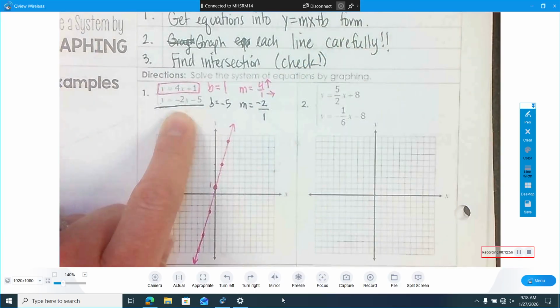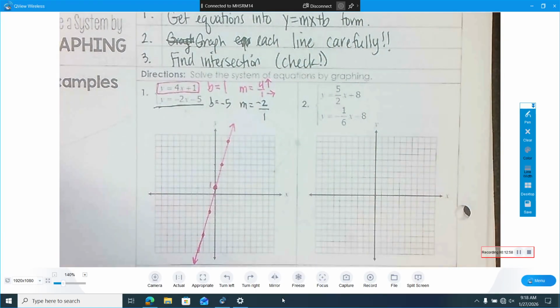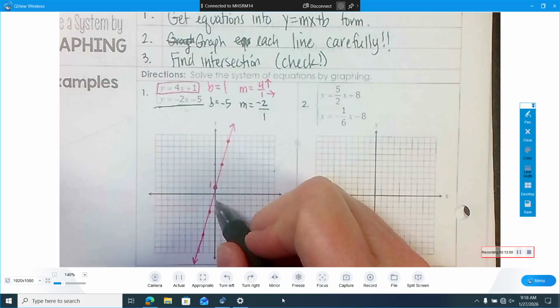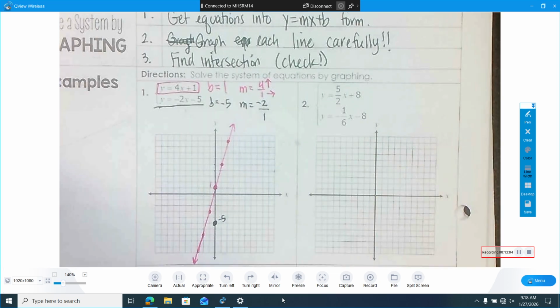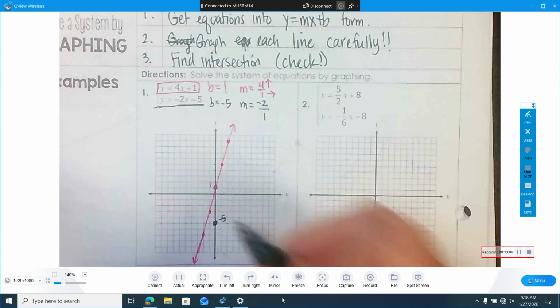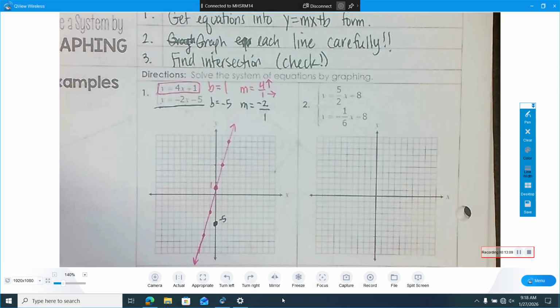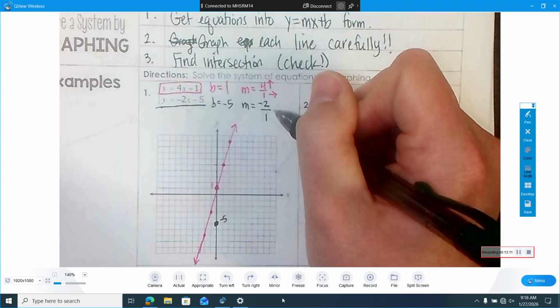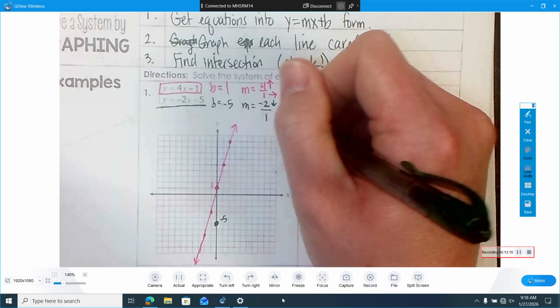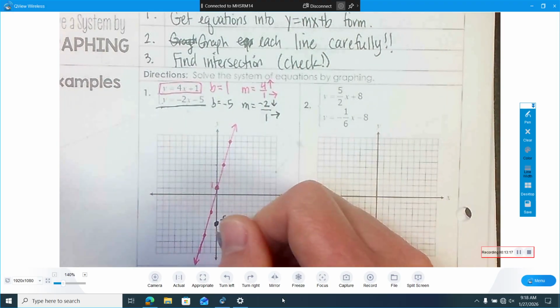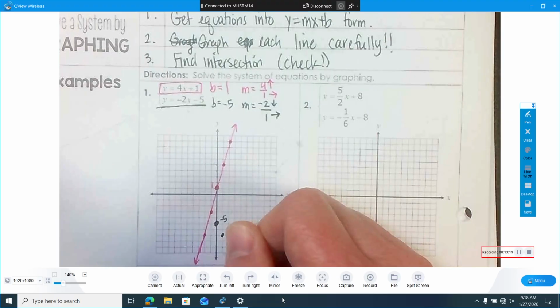-2 over 1. I love how you turned that into a fraction again. So we're going to begin at -5. 1, 2, -3, -4. Right here is -5. So put a nice big beginning dot there at -5. And then what does my slope of -2 over 1 tell me to do? Down 2, right 1. I'm going to go down 2, right 1, down 2, right 1.